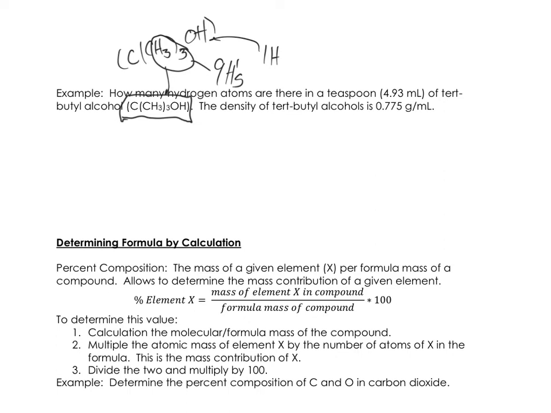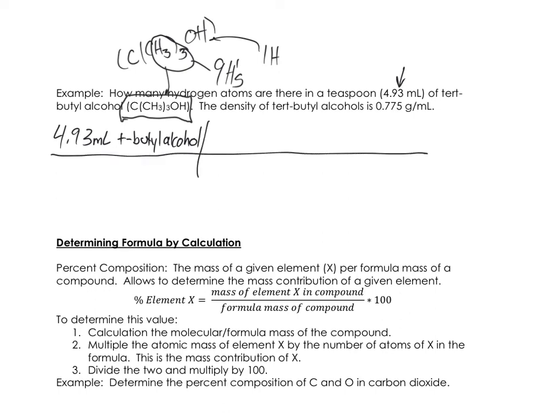Let's grab some other information that I'm going to need. Oh, I already gave it to you because I'm so nice. I already gave you the volume. So 4.93 milliliters of tert-butyl alcohol. All right, so we're going to convert to grams. Grams is an easy way for us to get into moles. Okay, that's a very common way for us to get into moles. So for every 1 milliliter, 0.775 grams of tert-butyl alcohol.